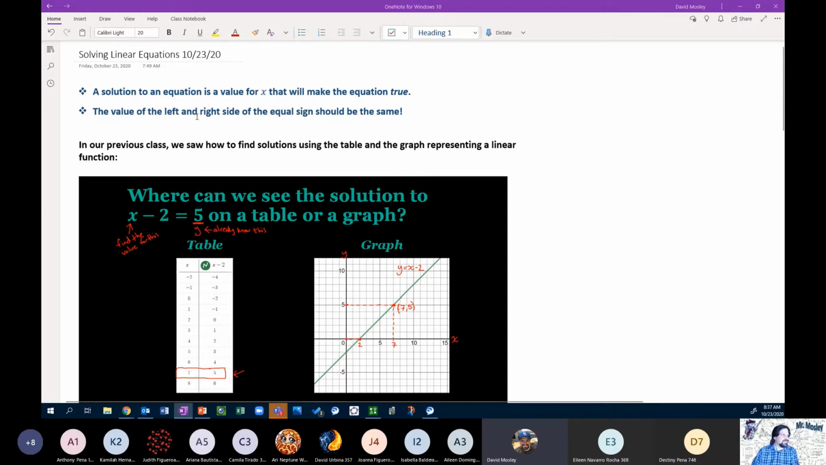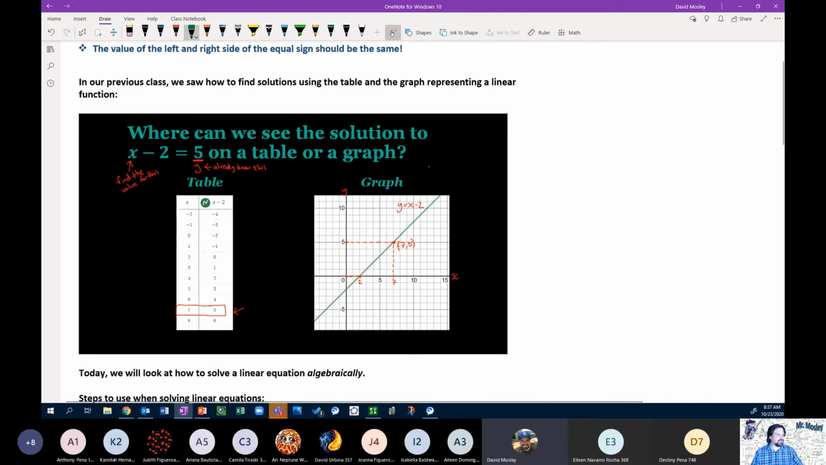The value of the left and right side of the equal sign should be the same. That means it's true. Okay? We get the same values on both sides of the equal sign. All right. So that's kind of our guidelines here for solving. In our previous class, we saw how to find solutions using the table and graph representing a linear function.